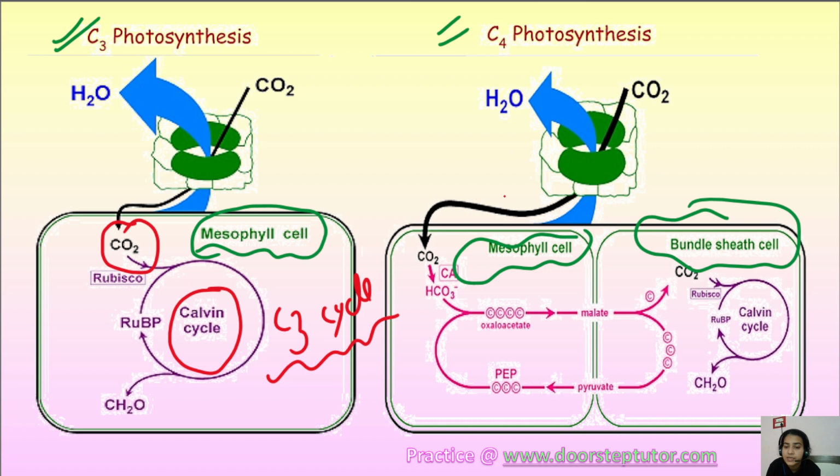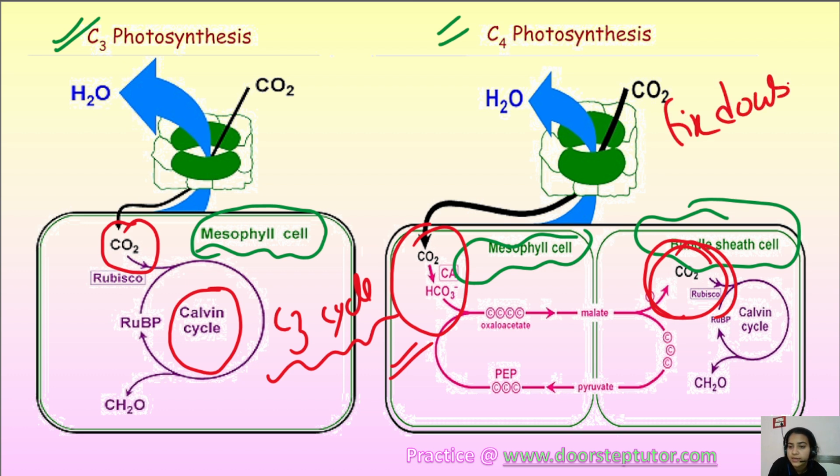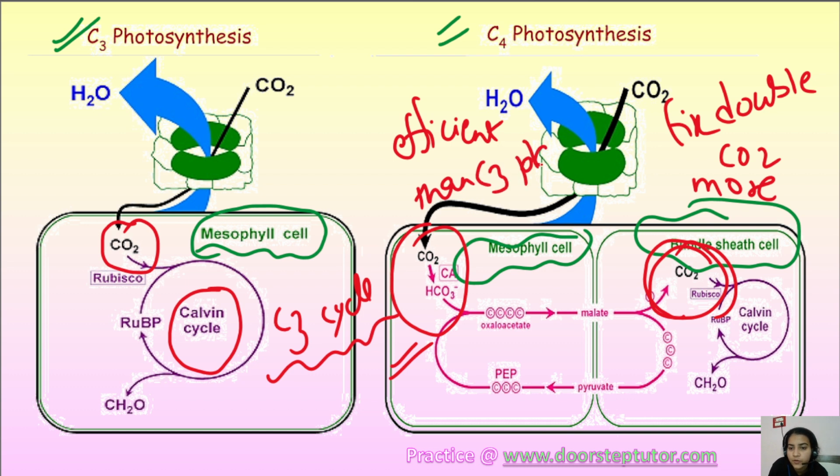While in C4 plants, we can see that carbon dioxide is fixed twice. Once it is fixed in this one and later on it enters into the Calvin cycle, and that's how we can say it fixes double carbon dioxide, double CO2, and it is more efficient than C3 plants. Even the photorespiration process in C4 plants is less as compared to C3 plants. So these were some basic differences between C3 plants and C4 plants.